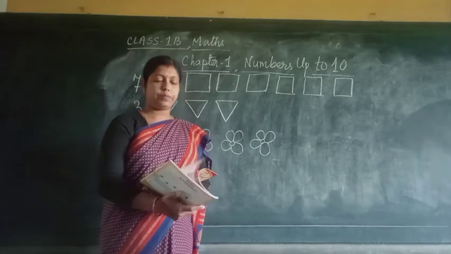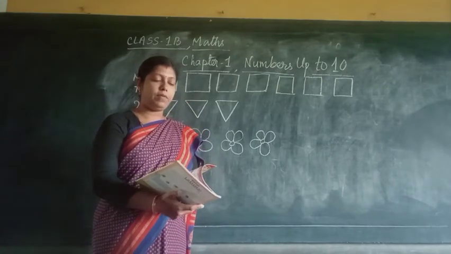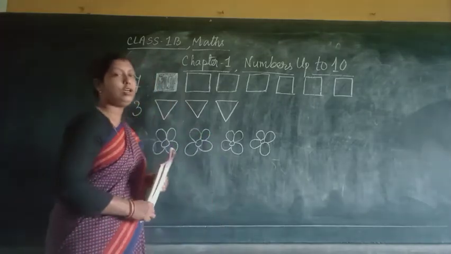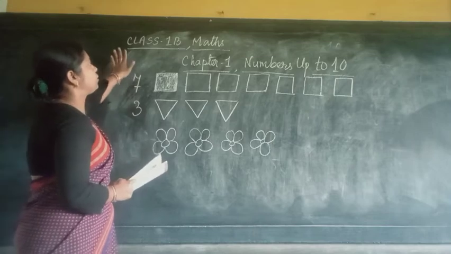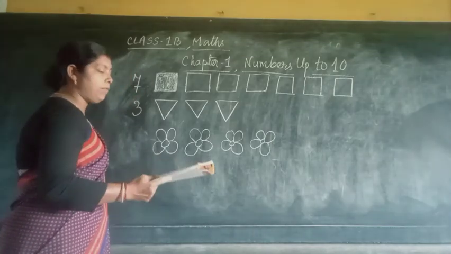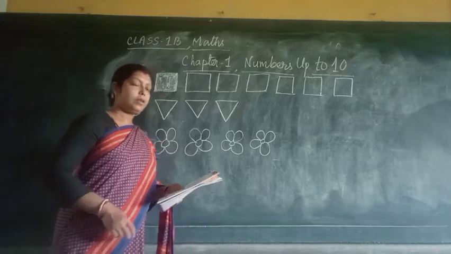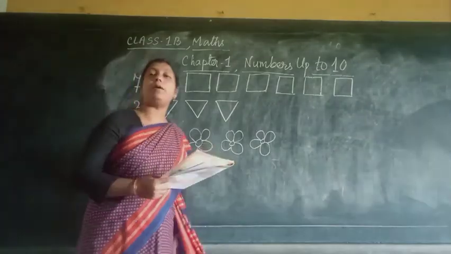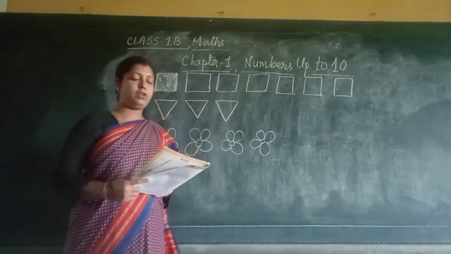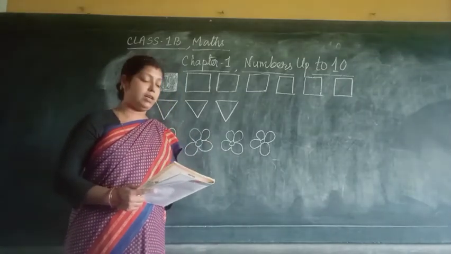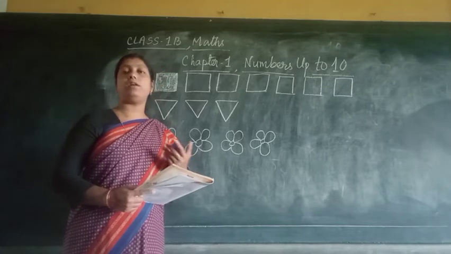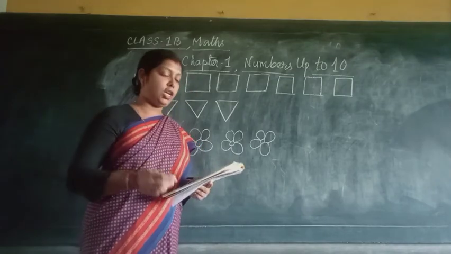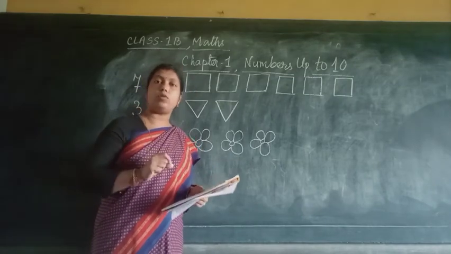So let us start with chapter 1. We are going to start with chapter 1, that is numbers up to 10. You please see the board. Okay, this is class 1B maths chapter 1. Okay, we are doing numbers up to 10. Alright. Please see here, look at the number and draw the correct number of shapes. So you see children, how many things are you learning here? You are learning the number, you are learning the shapes. Okay, now when you are drawing the shapes, you have to color them also.